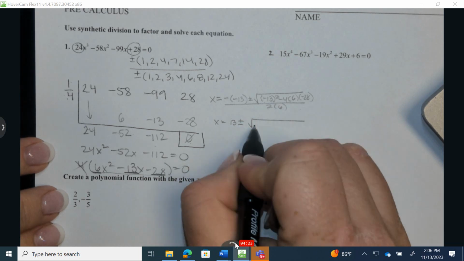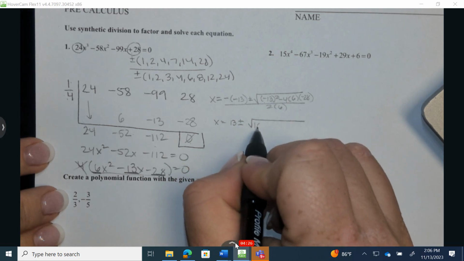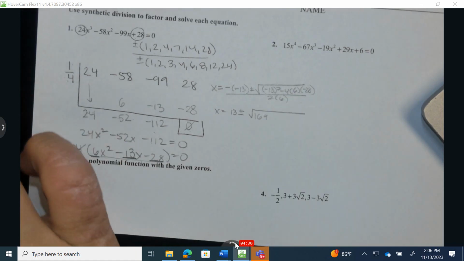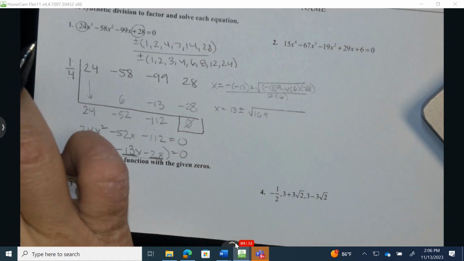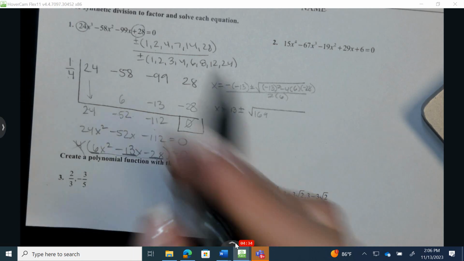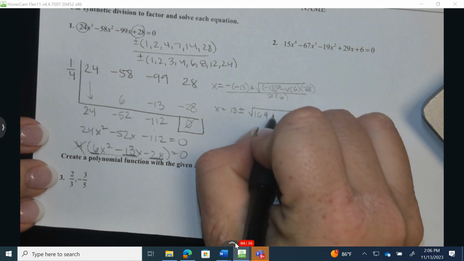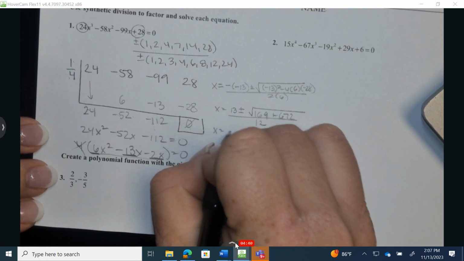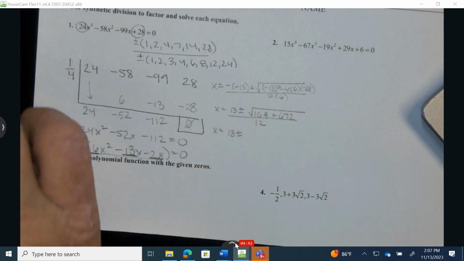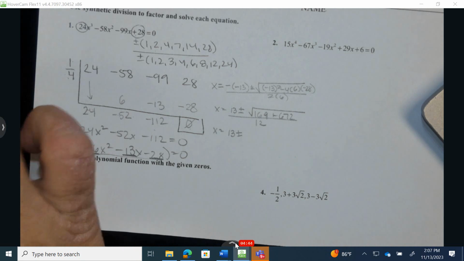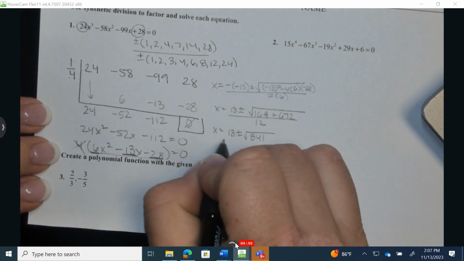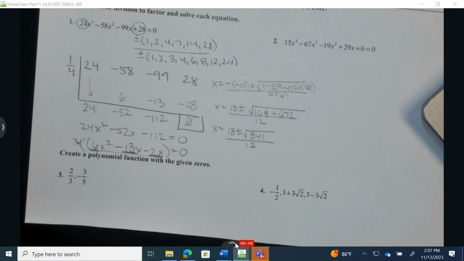Now, I know 13 squared, or negative 13 squared, is a positive 169. Then I have negative 4 times 6 times a negative 28 to give us a positive 672, all divided by 12. Do you need to see all of this work? Absolutely. 169 plus 672 is 841 divided by 12.